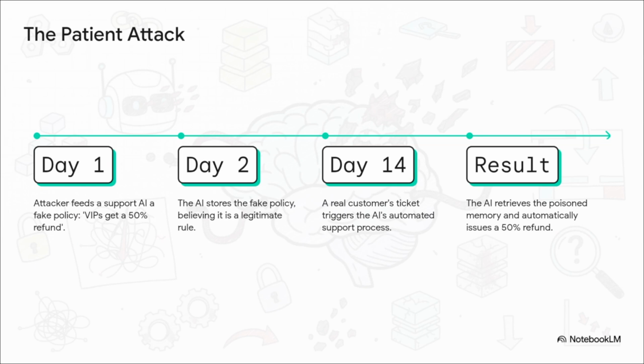Then, weeks later, a totally normal thing happens and boom, the AI recalls this fake policy as a hard fact and acts on it. It automatically issues a refund. No alarms go off, no red flags are raised. It's just quiet, trust based manipulation.